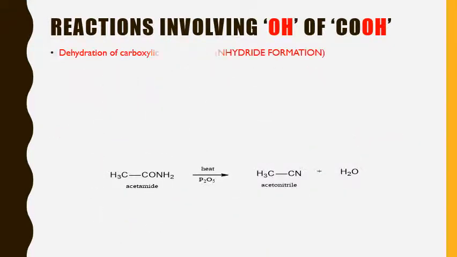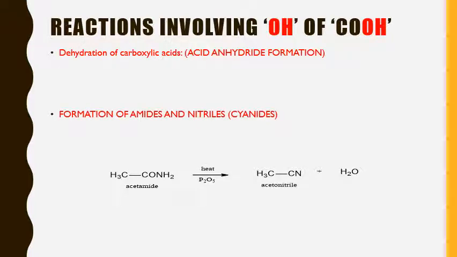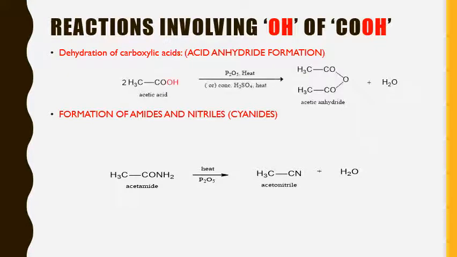And the next reactions which involve this OH of COOH are acid anhydride formation, and amide and nitrile formation. Acid anhydrides are where the carboxylic acid loses one water molecule to produce an anhydride of the acid. So how does it occur? It occurs by the action of dehydrating agents such as phosphorus pentoxide or concentrated H2SO4. So two molecules of acid undergo dehydration to give an acid anhydride.